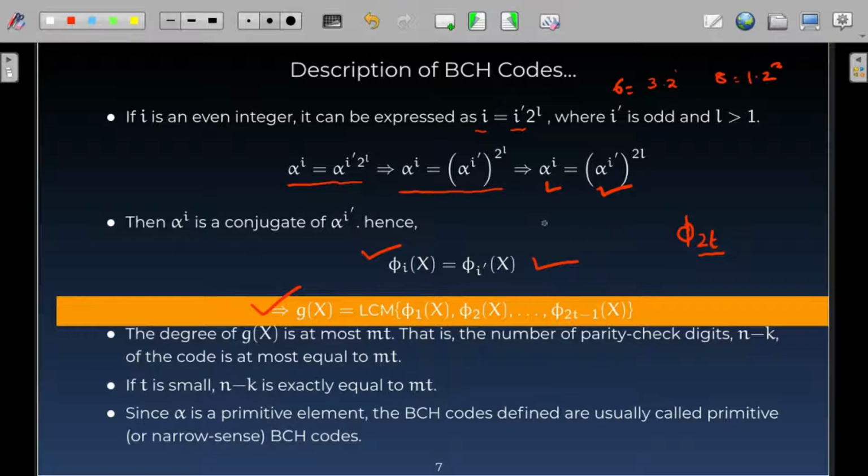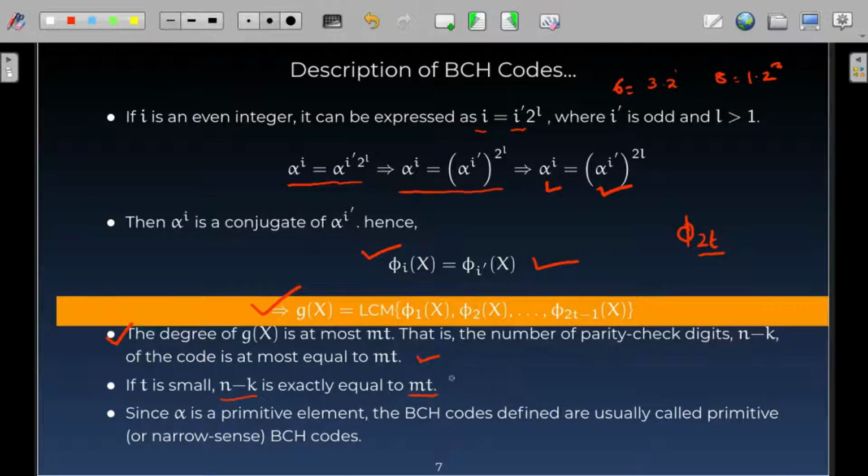Okay, so the degree of g(x) at most is equal to m times t. That is, the number of parity check digits n minus k of the code is at most equal to m times t. Otherwise it's generally less than or equal to this value. If t is small, if the error correcting capability of the code is small, then n minus k is exactly equal to mt.